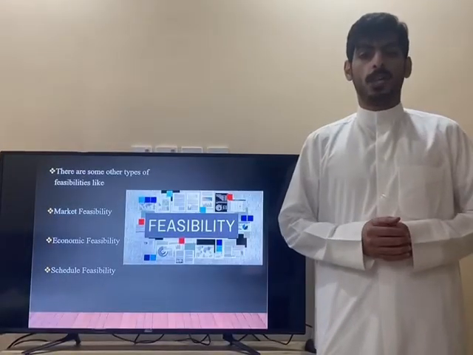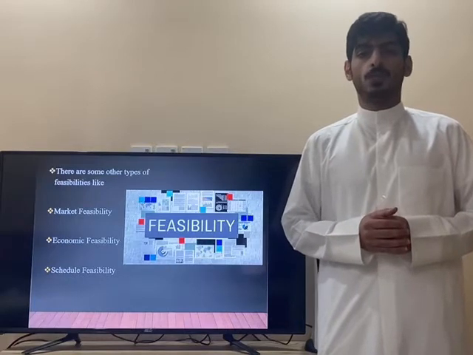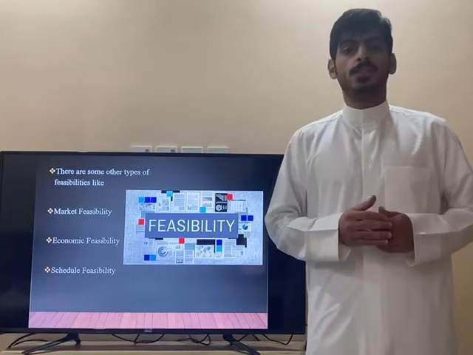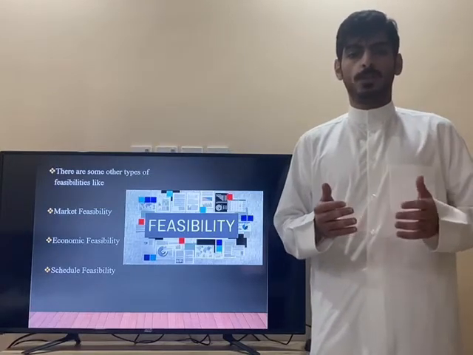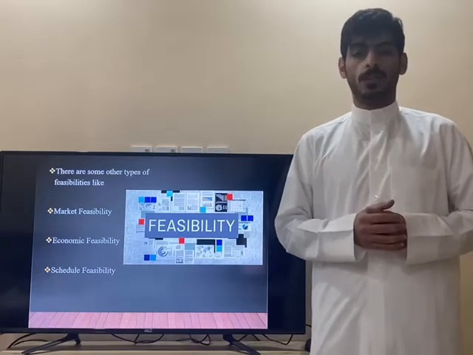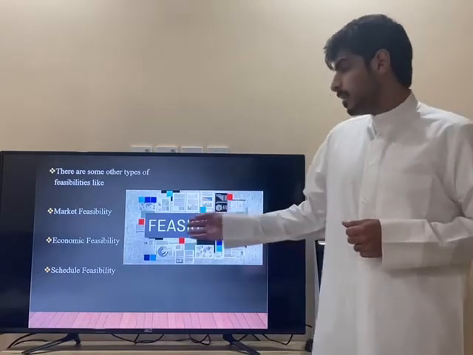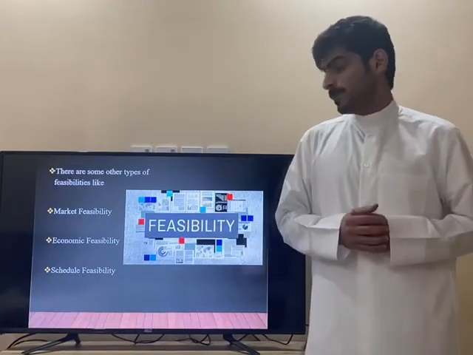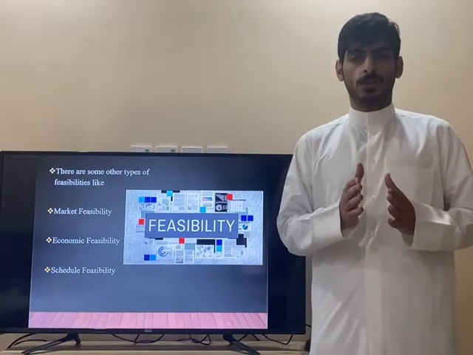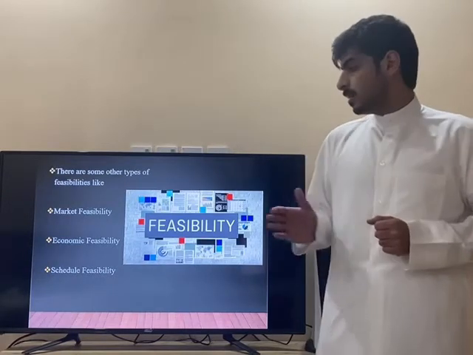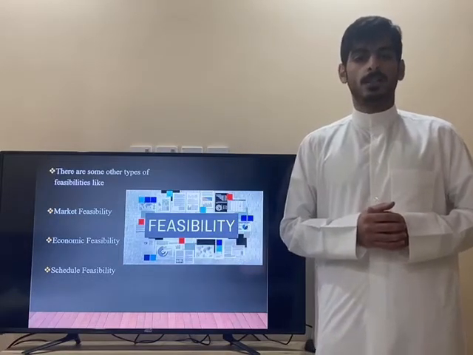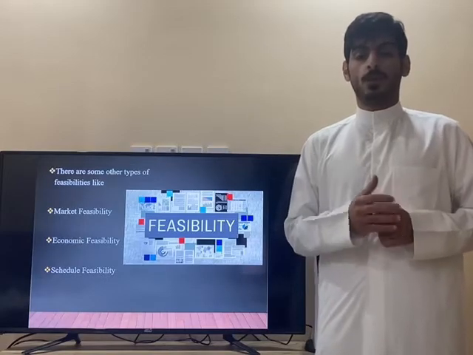There are some other types of feasibilities that we have chosen for our project, like market feasibility. It states what the market response to your product will be when you launch it, and what the demand for your project in the market is. Next is economic feasibility. That tells you whether the price at which you are launching your project is feasible or not. And we also have schedule feasibility. It states whether the schedule you have prepared is feasible or not.